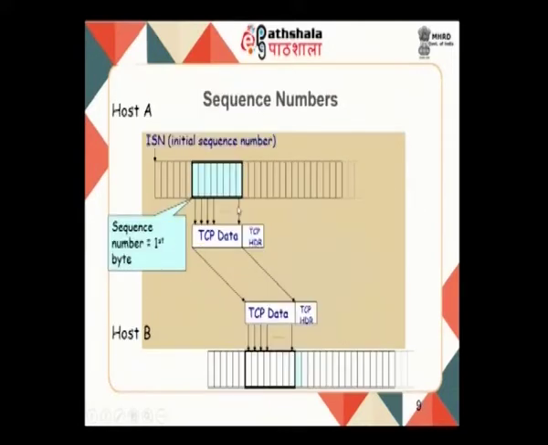So, which means that the sequence numbers that we talk about, which are given to the data that are being sent, are actually given for the bytes. So, the sequence numbers actually count the bytes of data. If this is my segment that is being sent, the sequence number for this segment will be the number of the first byte that you have in this segment.